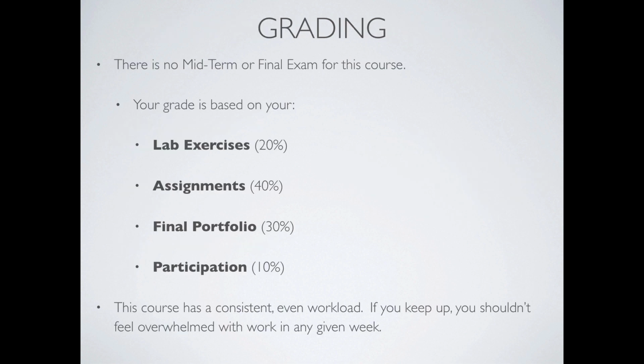So grading. Everybody always wants to know how the grading is going to work in the class. So your grade is based on 4 primary components. The first one is your lab exercises. They're worth 20% of your overall grade for the class. Second one is your assignments. Collectively, there's probably going to be 6. Those 6 will be worth 40% of your overall grade. You've got your final portfolio, which is 30% of your overall grade. And we have your course participation, which is 10% of your grade.